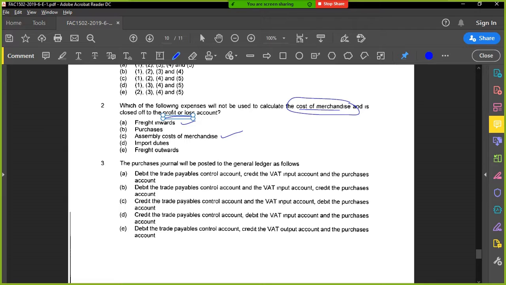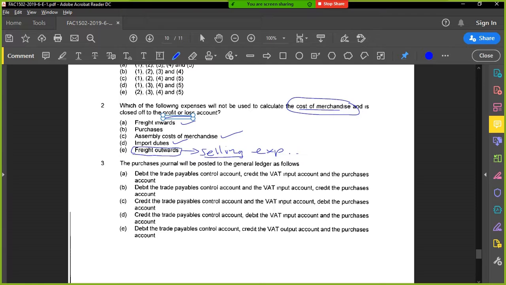Import duties, I need to pay for the goods before they get to the country. Right, that's correct. Freight outwards would be what? Selling expenses. Export. It's like exporting. Well, possibly, you could sell goods to other countries. That will be part of exports. But the point is, the freight outwards is a selling expense.